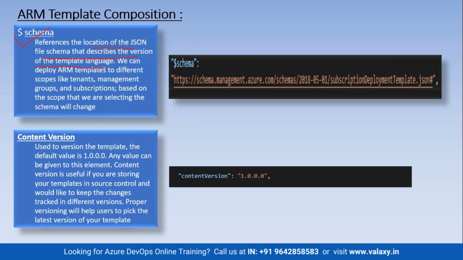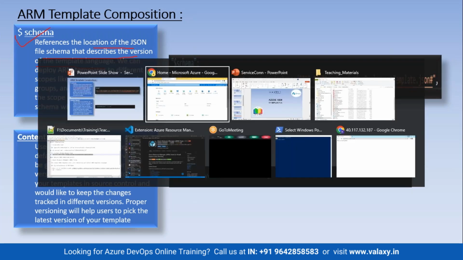Now, if you see, this schema is basically a subscription deployment template. Same way you will have a resource deployment template. So your ARM can be created at multiple layers. Basically, we'll do it at the subscription layer itself. So we'll be creating resources at the subscription layer. That is what we are doing in reality also.